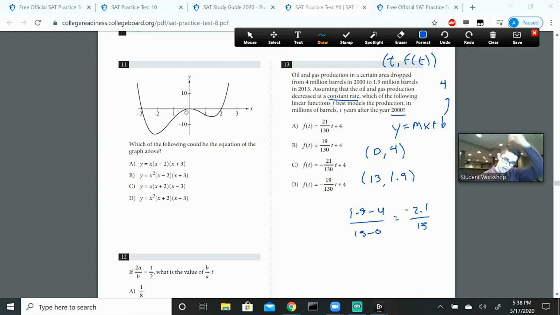And we can see that that is not an answer, but it is very similar to this one. If we were to multiply the top and bottom by 10, it's essentially the same fraction. So this one is C.